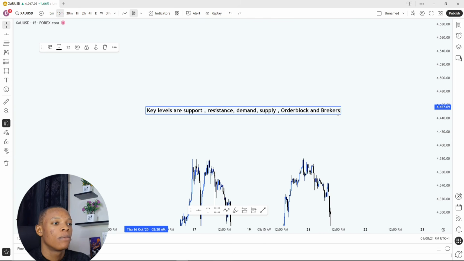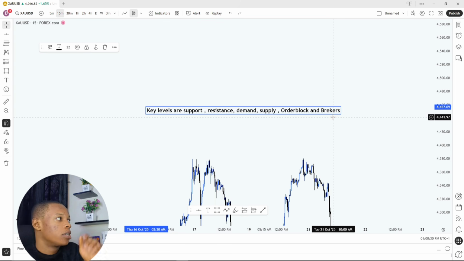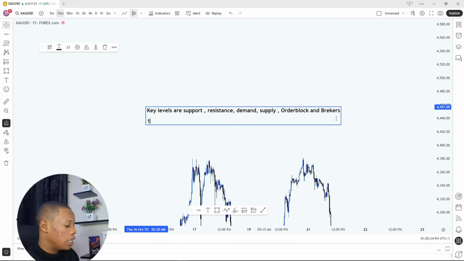And why do you need to mark out this level? You now know what it is. Why do you need to mark it out and then start using it? The first reason you mark out this level is that these key levels are where price is heading. They are literally where price can be going to.